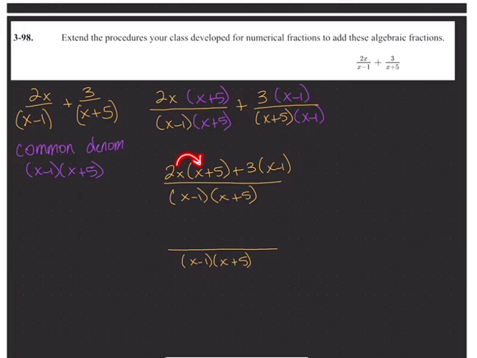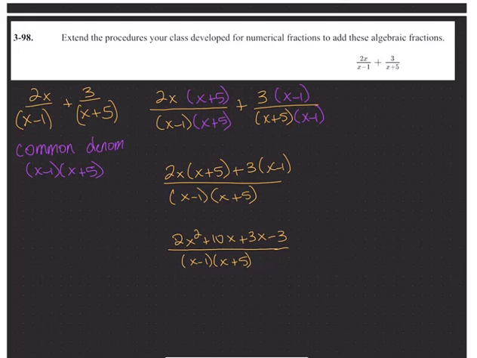So 2x times x is going to give me 2x squared. 2x times 5 is going to give me a positive 10x. 3 times x, positive 3x. 3 times negative 1 is going to give me negative 3.